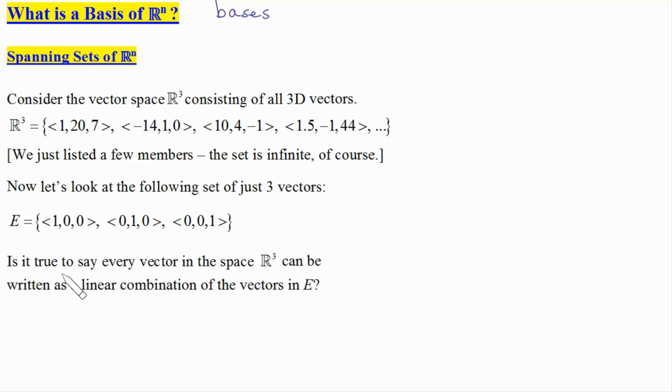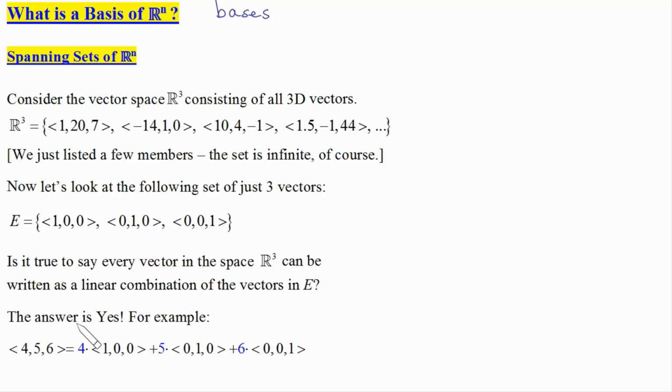And I'm going to ask a question. Would it be true to say that every vector in R3 can be written as a linear combination of these 3 vectors? Turns out that the answer is yes, so I'll take an example, the vector 4, 5, 6. If you look, I can write it as 4 times 1, 0, 0, plus 5 times 0, 1, 0, plus 6 times 0, 0, 1. Just a quick computation will show you that this is so.